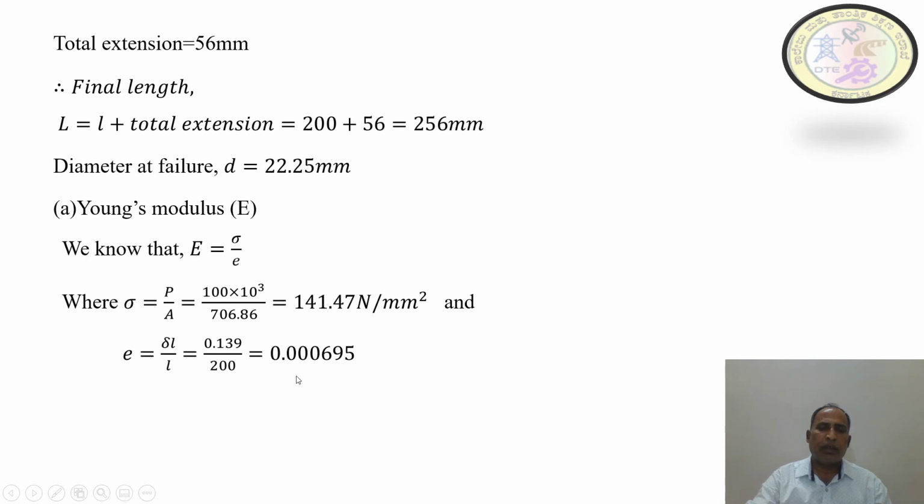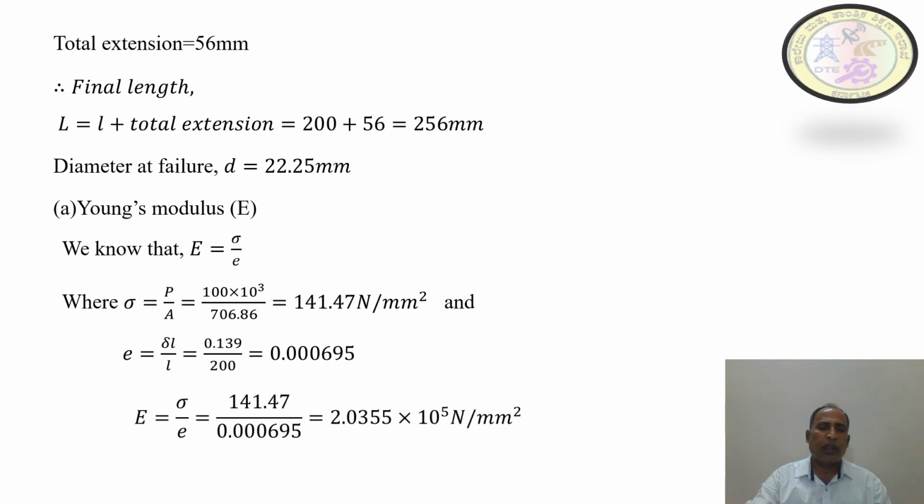Therefore 0.000695 is the strain occurred up to the proportional limit. So Young's modulus is equal to sigma by epsilon, that is 141.47 divided by 0.000695, that is 2.0355 into 10 raised to 5 Newton per mm square. So this is the value of Young's modulus.